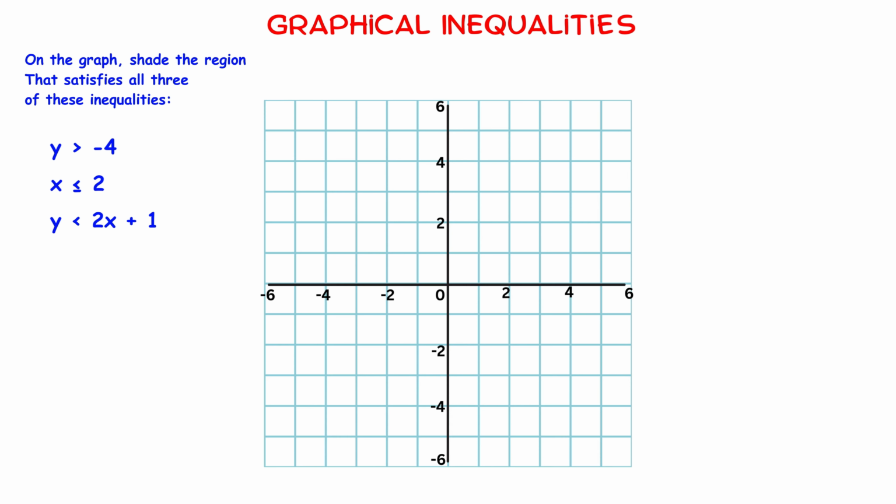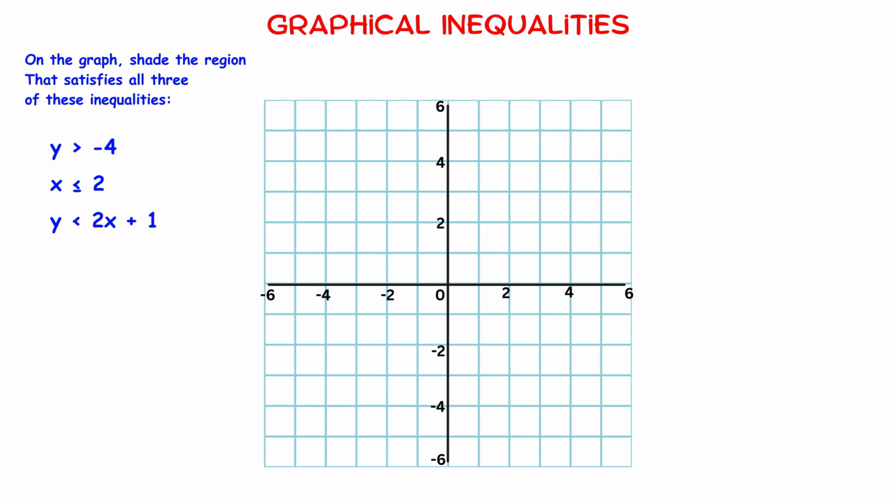In this video, we're going to cover how to do questions like this. We call these questions graphical inequalities, and they require us to plot a bunch of inequalities on a graph. In this case, y is more than negative 4, x is less than or equal to 2, and y is less than 2x plus 1, and then find the region that satisfies all of them. And for this particular question, we're going to shade that region in.